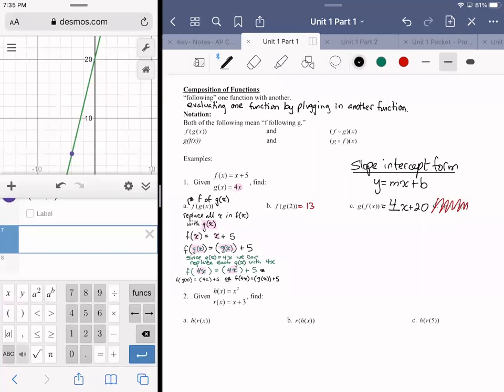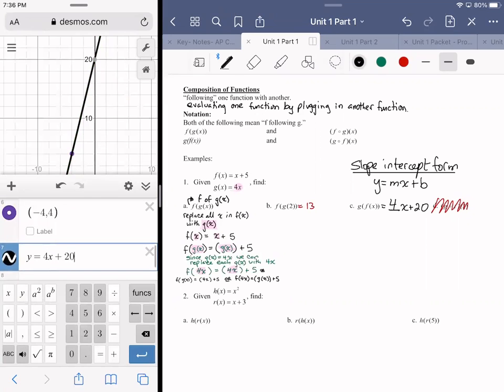All right. If you're unsure, you type it in. Y equals 4x plus 20. Make sure it jives. It keeps it the same line. If it does, then you know you did it right. All right. So we're able to get results for composite functions without having to do the algebra. The algebra it's good to know because we're going to need it for difference quotient next class, but it's good to know that we can use the technology also.